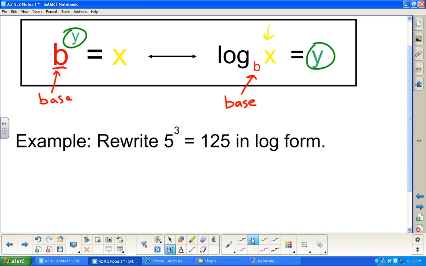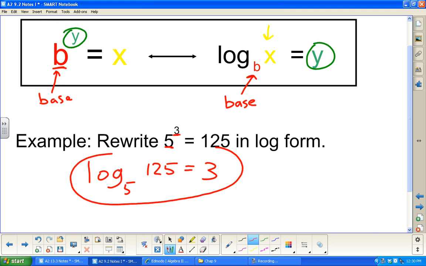If we want to write that in log form, I'm noticing my base is 5, so that goes down as a little subscript. It's log base 5 of 125 equals whatever the exponent is. So that would be that exact same thing written in log form. And just a couple things to point out. You can check these once you get things down, but basically you're saying 5 to the third power equals 125. It's the base to what power would equal the big number.